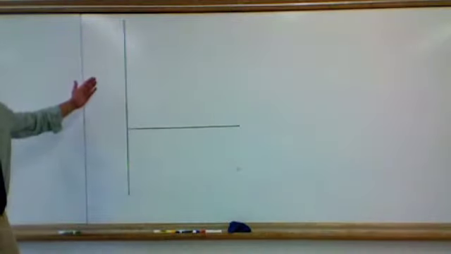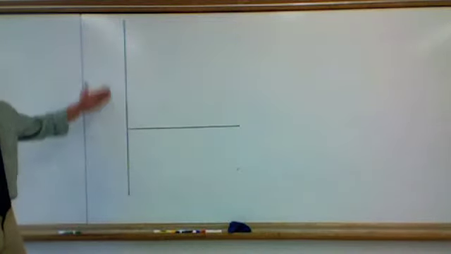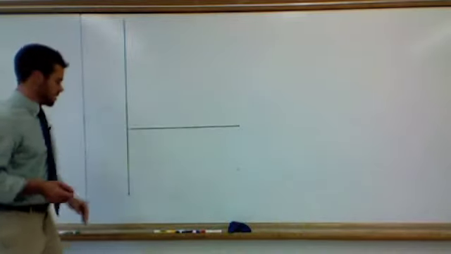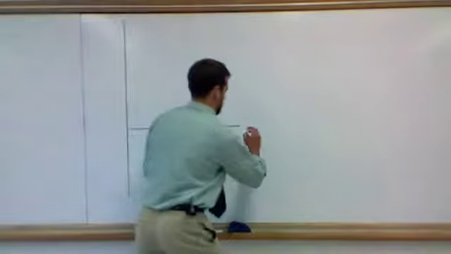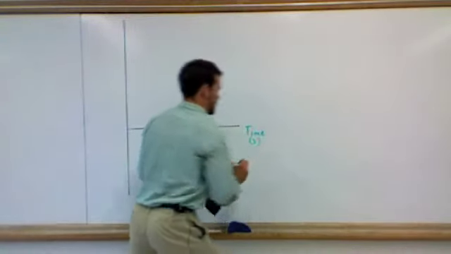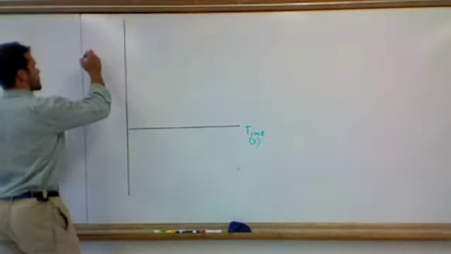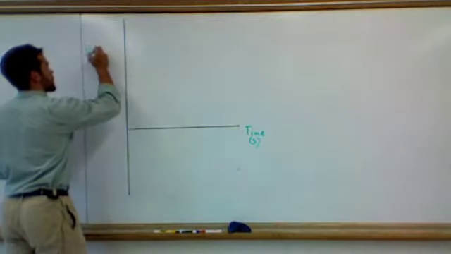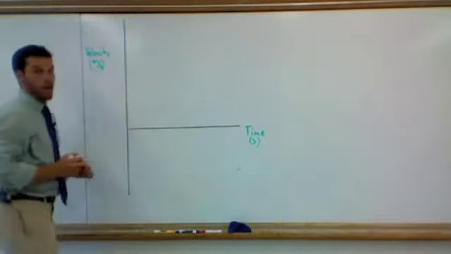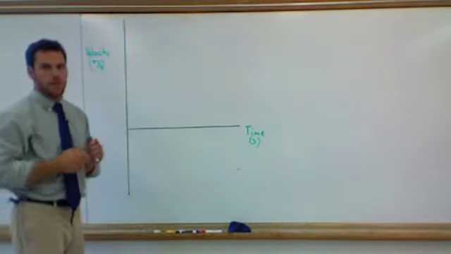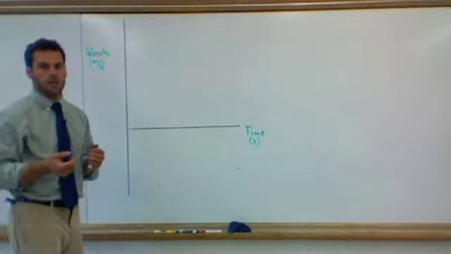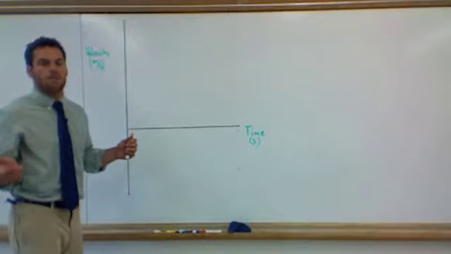Here, I have my graph. I'm going to put velocity along the y-axis, time, it's going to go on the x-axis. So I can write those in right now. Time is measured in seconds, and velocity in meters per second. Let's start by looking at some situation where we have a constant velocity. Some constant velocity of v.